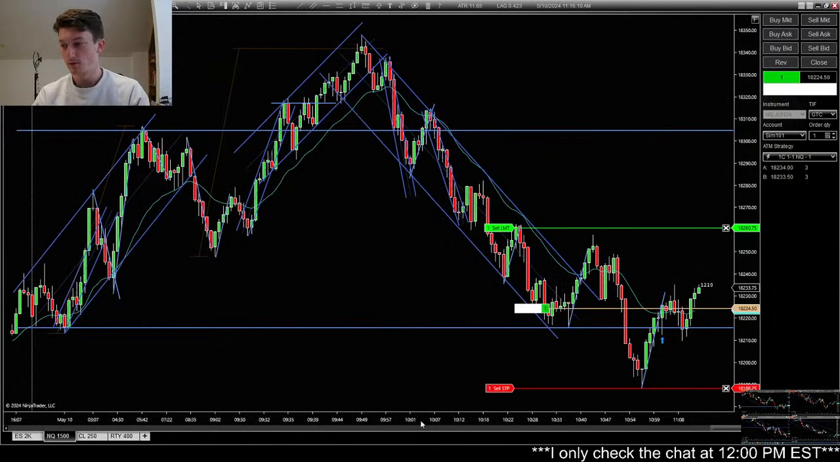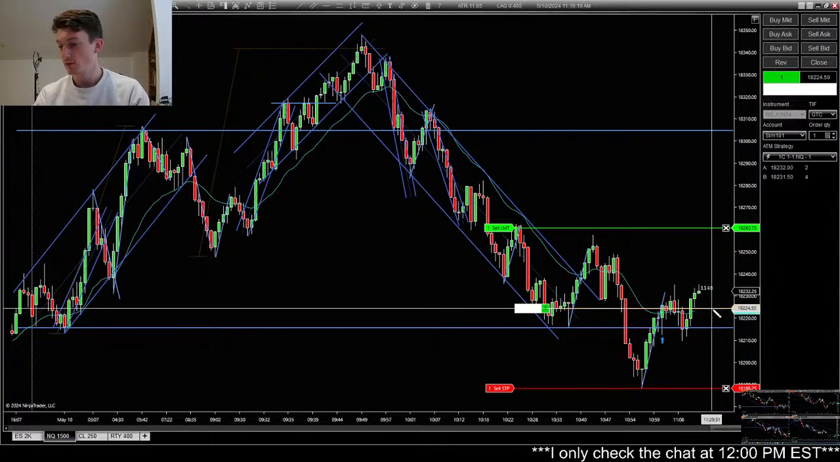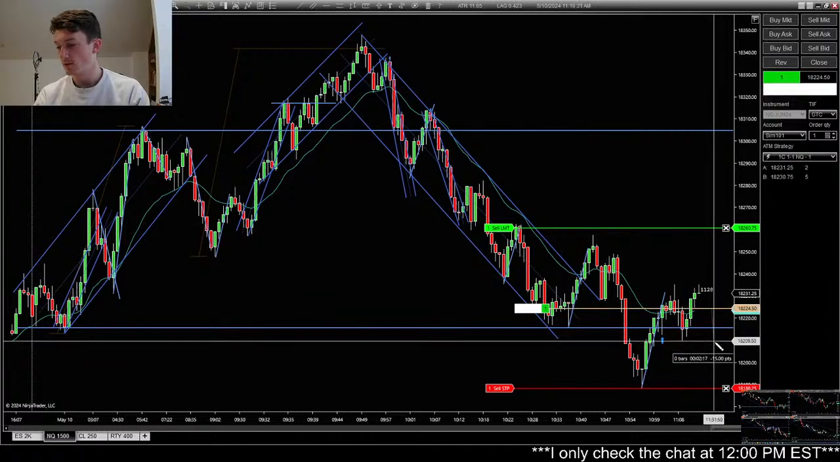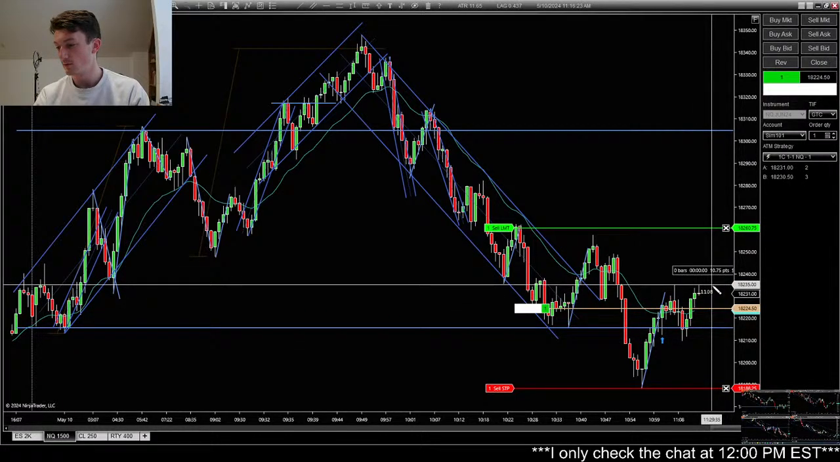NQ's moving on up. Still, target's pretty far away. We've probably moved as far against the trade as we moved with it. Further.